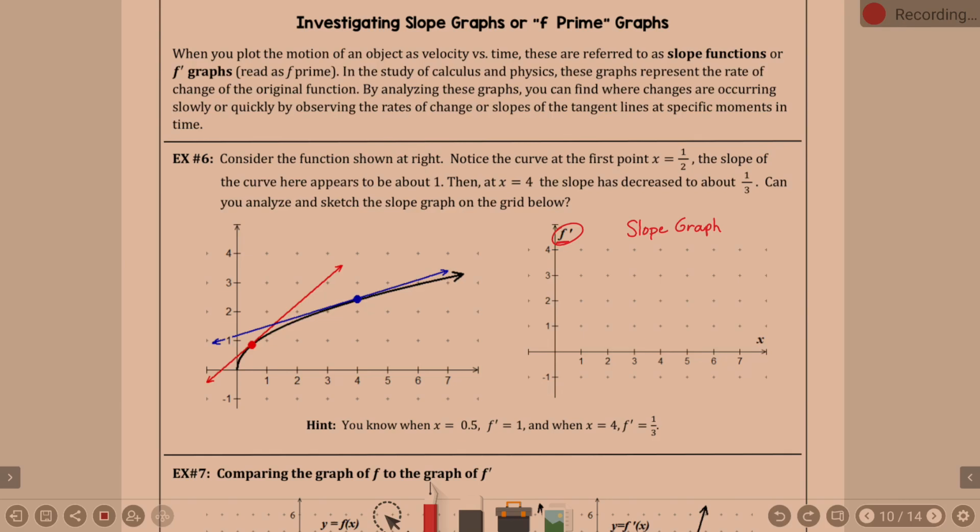Okay, so, for instance, right here, that is the x value 1/2, right? And it was mentioned that the slope there appears to be about what? And it appears to be about 1/2. So we can, or 1, excuse me. So we can go to 1/2 and up to 1, and we can put a point there. And that's based on that information right there.